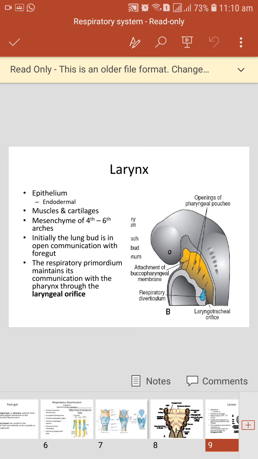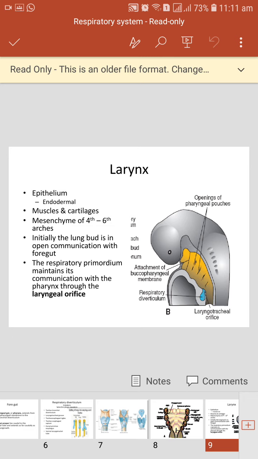Larynx is mainly endodermal in origin, means its epithelium is derived from the endoderm, and the muscles and cartilages are derived from the mesenchyme of the fourth and the sixth arches. As a result of the rapid proliferation of the mesenchyme, the laryngeal orifice changes in appearance from a sagittal slit to a T-shaped opening. And subsequently, the mesenchyme of the two arches transforms into the thyroid, cricoid, and arytenoid cartilages. So, the characteristic adult shape of the laryngeal orifice can be recognized.